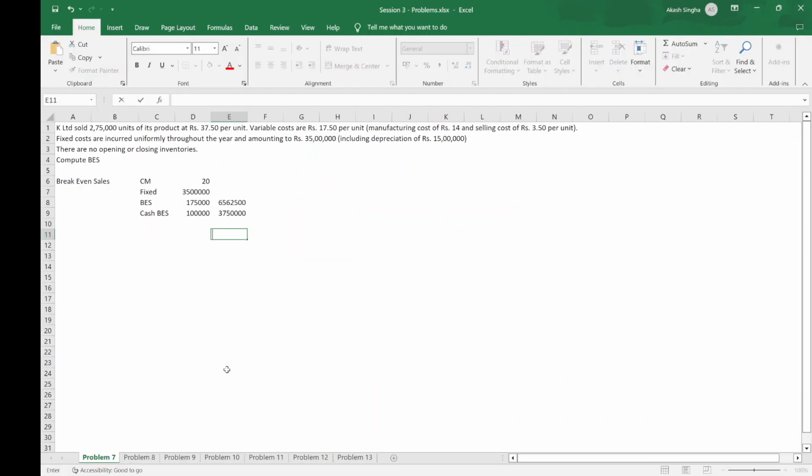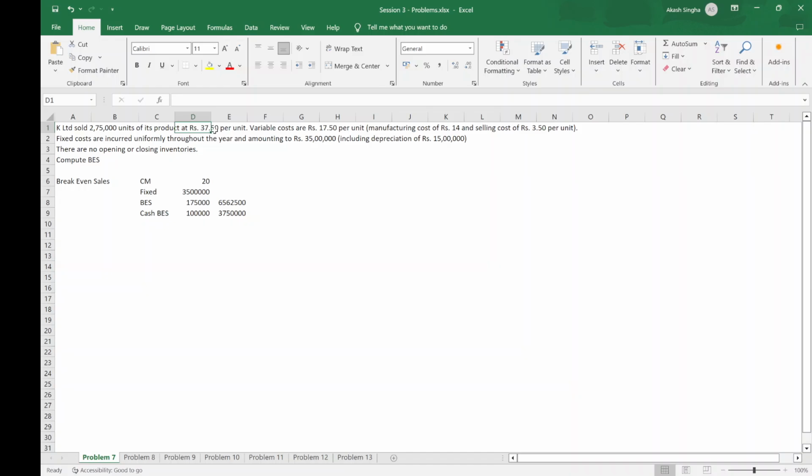Coming to session 3. K Limited sold this many units of its product at rupees 37.50 per unit. Okay, so I'll just pause it and read it, because I don't want to make the video too long. Okay, so now I have read it. So the contribution margin you have to calculate.